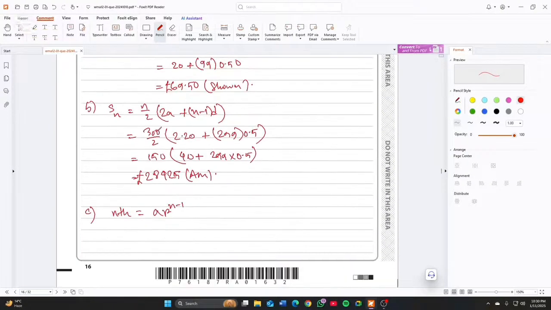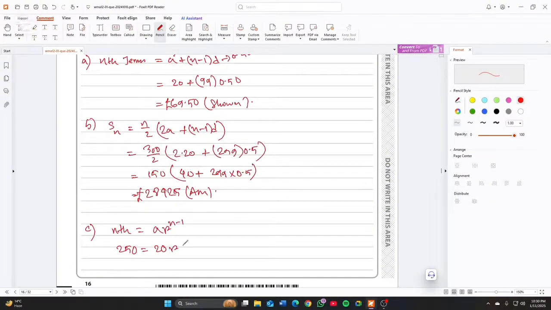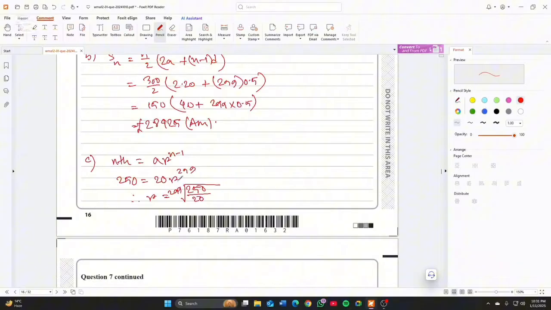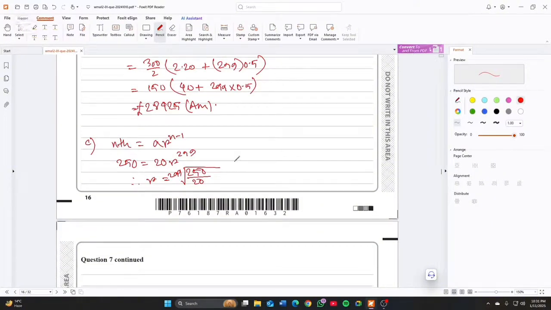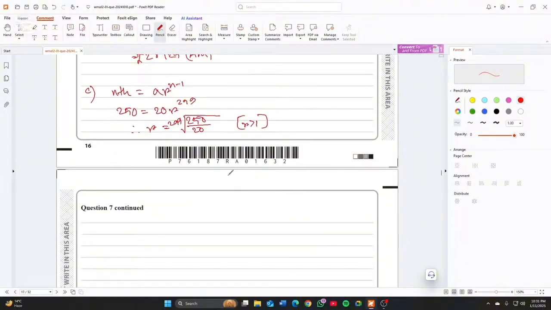The nth term, which is 250 for the 300th term, so 250 is the nth term, and this is 20 r to the power n, where n was 300. Therefore 300 minus 1 is 299. So from here we can find the value of r. So r is 250 divided by 20, all to the power of 1 over 299. Okay, this is our required value of r. Now keep in mind that r needs to be greater than 1, and if we calculate, this is greater than 1. Therefore we can find the total sum.